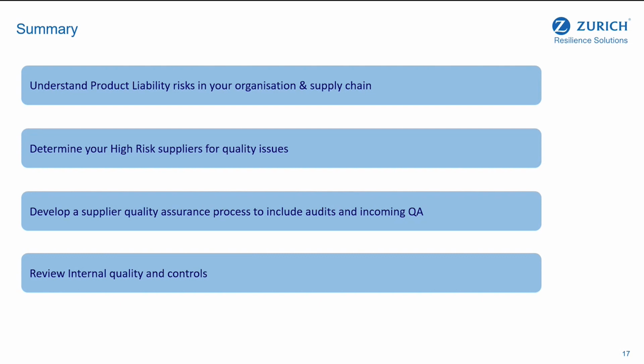we need to understand product liability risks in your organizations and your supply chain. Determine your high risk suppliers for potential quality issues. Develop a supplier quality assurance process to include audits and incoming quality assurance. And finally, the intent is to review your internal quality and controls to ensure that they are effective and meet the requirements of your organization.